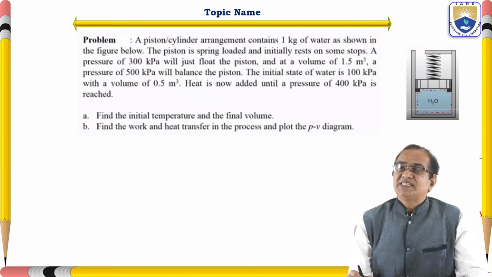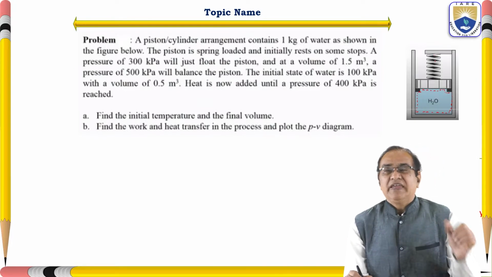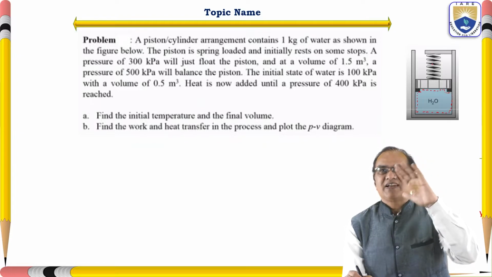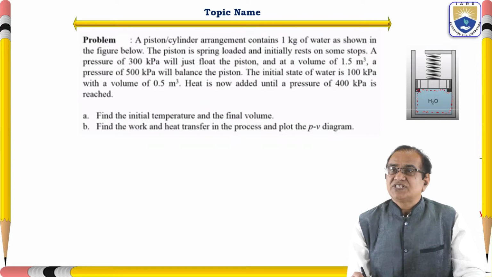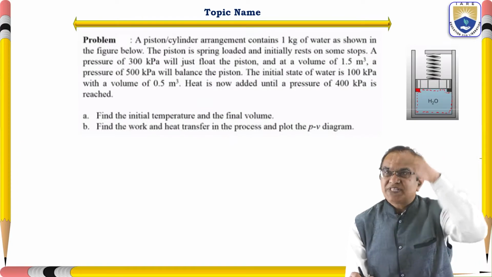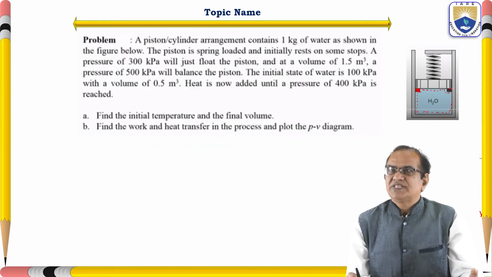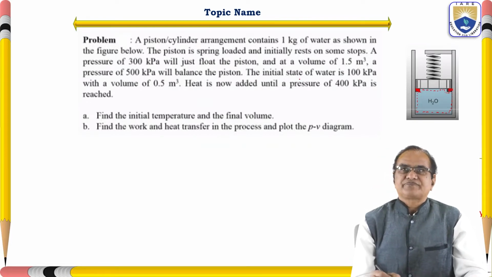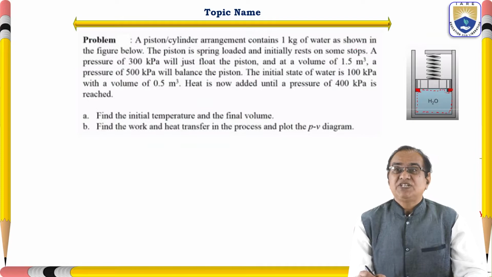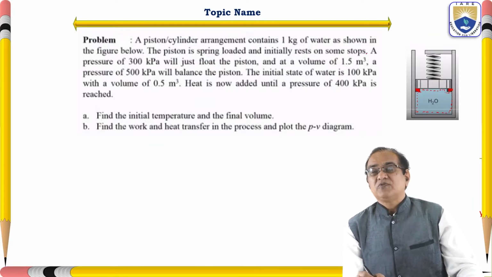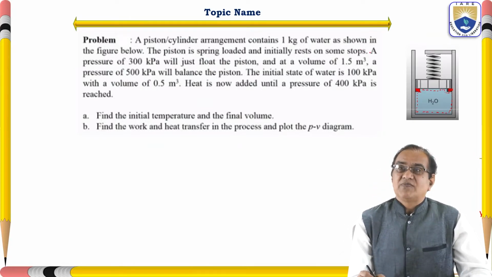The piston is spring loaded. So here is the spring. It is a linear load and it is resting on these stops. These are the stops here. So it is pressing and resting on these stops. We should first understand the problem very carefully, then it will be easy to solve. If we are not able to understand the problem, it will be somewhat difficult to go ahead.